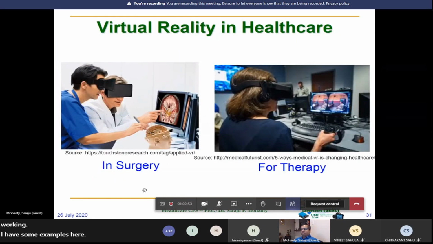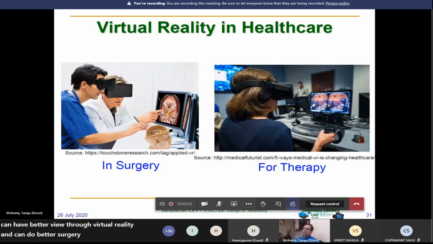Then another thing, virtual reality is the future, part of smart healthcare that I envision. Why? For two reasons I see here. One is surgery. For example, doctors can do better surgery if they have virtual reality available, so that for the small portions that they cannot easily reach, they can have a better view through virtual reality and can do better surgery.